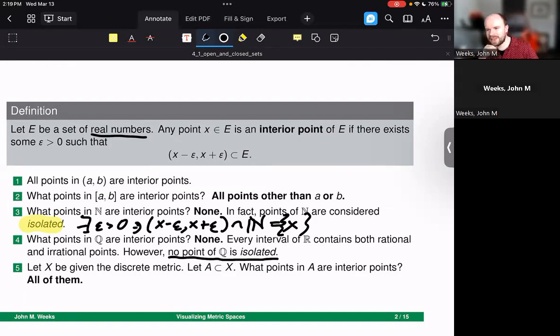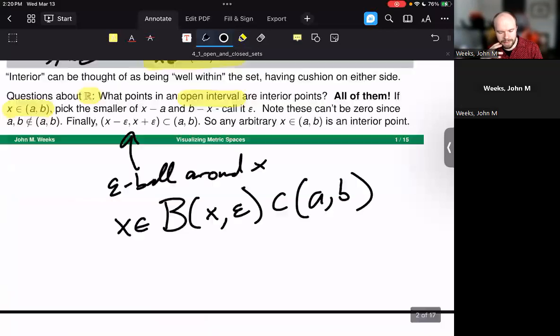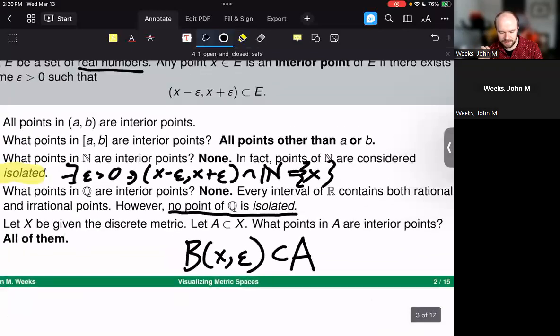Here's something that I want us to think about. Now we're getting into the realm of the discrete metric here. Remember that in terms of the discrete metric, we're looking to say: is it true that you can get a ball of radius epsilon around x that is completely inside of a set A, where A is a subset of the set X given the discrete metric? Can we find an epsilon greater than 0 so that this is completely contained within the set A?